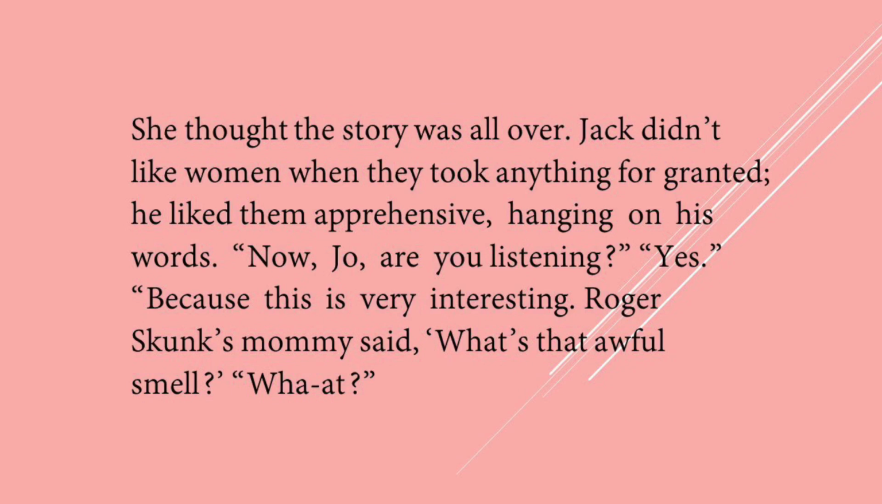Jack didn't like women when they took anything for granted. So what happened? The girl thought that the story was over and she lost her attention and she was looking out of the window. But Jack did not like women who took things for granted. So he did not like his daughter behaving in this way, and he didn't like women who take things for granted, like deciding on their own and all. He liked them apprehensive, hanging on his words. So he wanted women to listen to his words and do according to whatever he says.